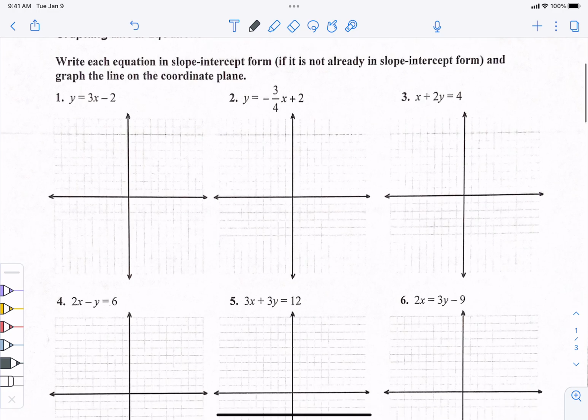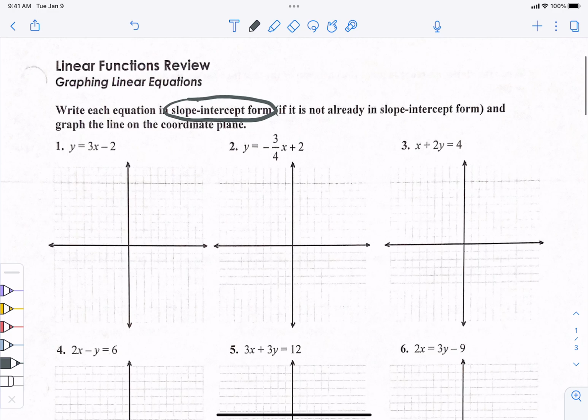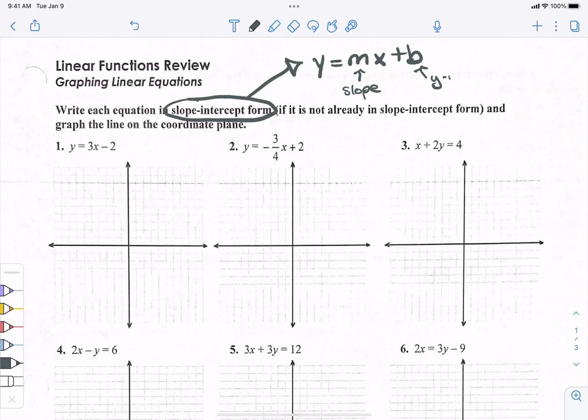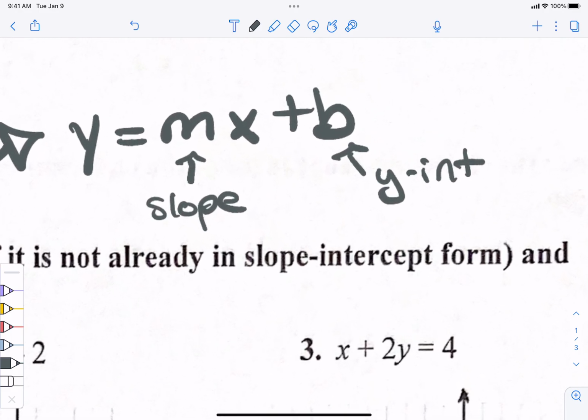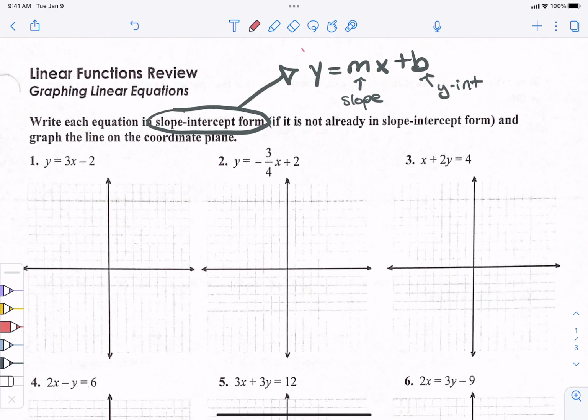But 1 through 6 have the same instructions on linear functions. It says, write an equation in, circle this word, slope-intercept form. All of these are going to be in slope-intercept form. What is slope-intercept form? Y equals mx plus b. Let's talk about what m and b are. What does m stand for? The slope, and b is the y-intercept, therefore slope-intercept form. Whoever came up with that was really super smart, because it's in the name, right? Slope-intercept form. So when we have slope-intercept form, the y is solved for.